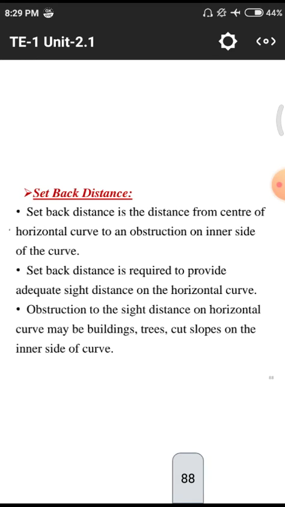Obstructions to the side distance on a horizontal curve may be buildings, trees and cut slopes on the inner side of the curve. This is the main problem while we are traveling on those horizontal curves, so we shouldn't take overtakes there. When the road is as straight as possible, we can take overtakings. Whenever there are no proper straight conditions, we shouldn't overtake. We have to go for a particular length, and after that we can take these overtakes. This is the main phenomenon explaining these setback distances due to discomfort.